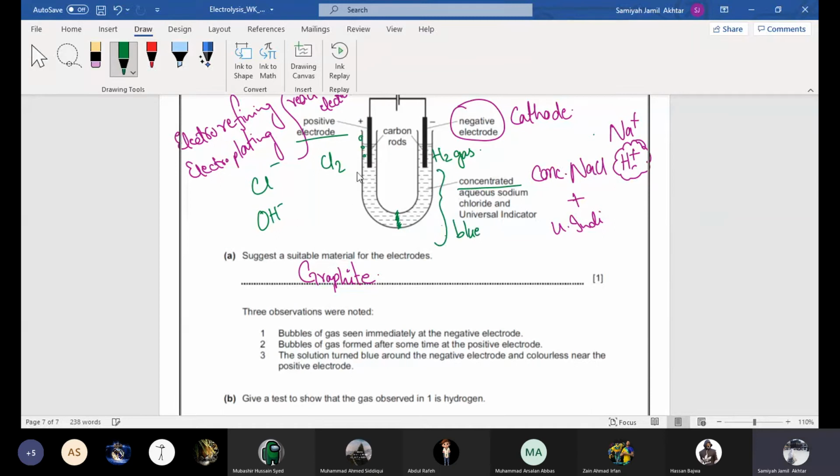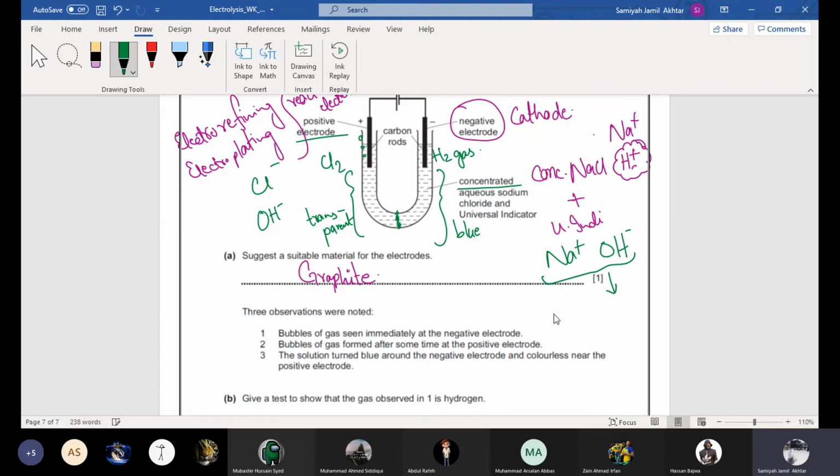What could be the reason? Ma'am, NaOH is left, so it is an alkali, so it turned blue. Yes, very good. This is the reason. On the cathode side, the solution is NaOH. Sodium hydroxide will be left, because hydrogen is gone, chloride is gone. Sodium and hydroxide ions, these two are left in the solution.